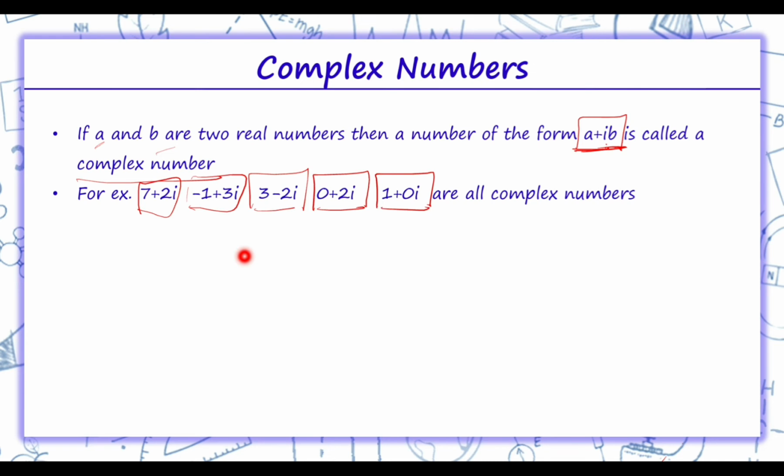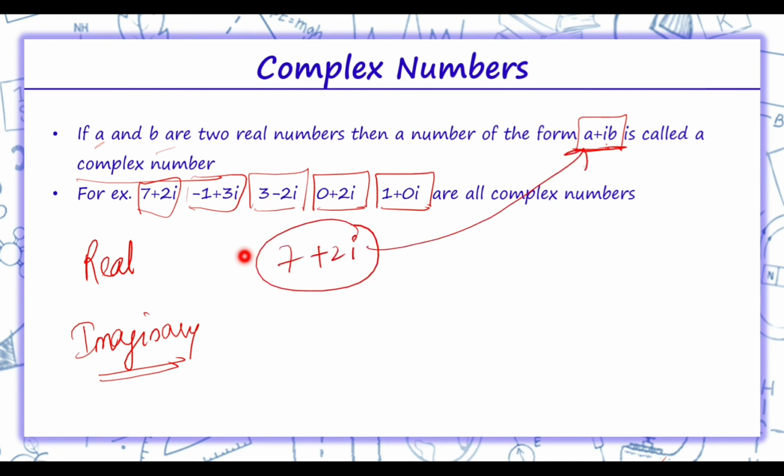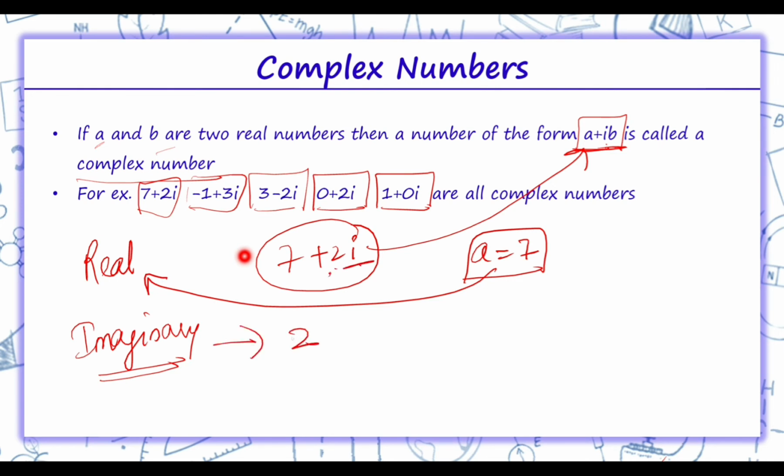Now this complex number has two parts. One is the real part and the other one is the imaginary part. The real part is basically the number a over here. Let's suppose 7 plus 2i. If we compare this number with a plus ib, here a is 7 and this is the real part. The number with iota, that is i, is the imaginary part. So over here the imaginary part is 2.